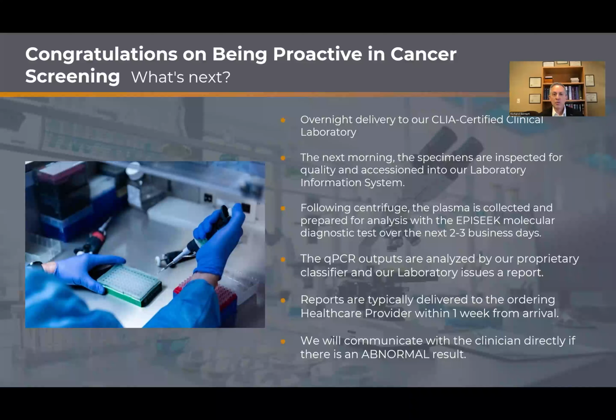And just keep in mind that if we do have an abnormal report, you will 100% get contacted by us. We don't want the patient or the ordering healthcare provider to not feel like they have a good understanding of what next steps are. So it'll be a nice refresher to speak with one of us in the laboratory when we do have a positive result from one of your patients.